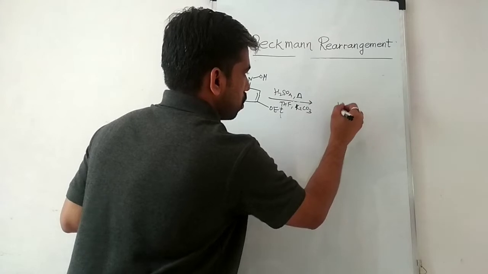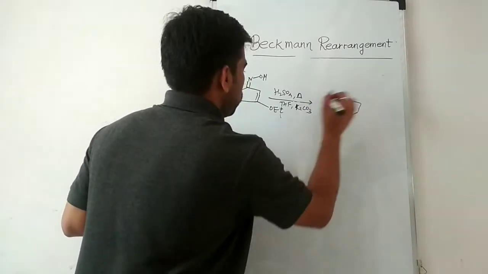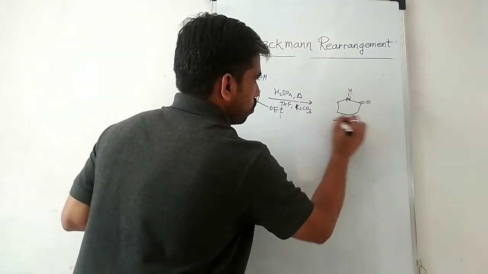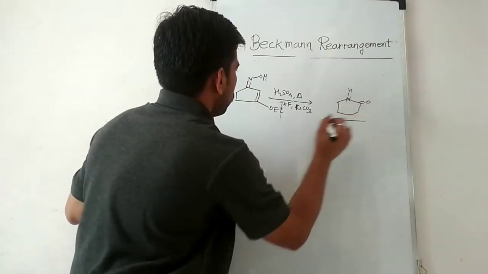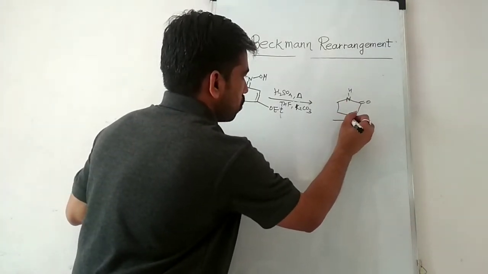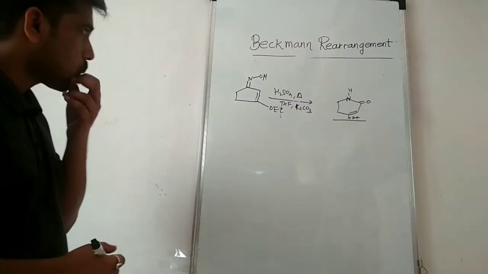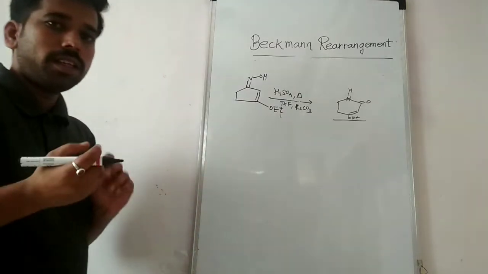Simply write a 6-member ring in which nitrogen is here. Okay, this product is formed. Okay. Now let's see another example.